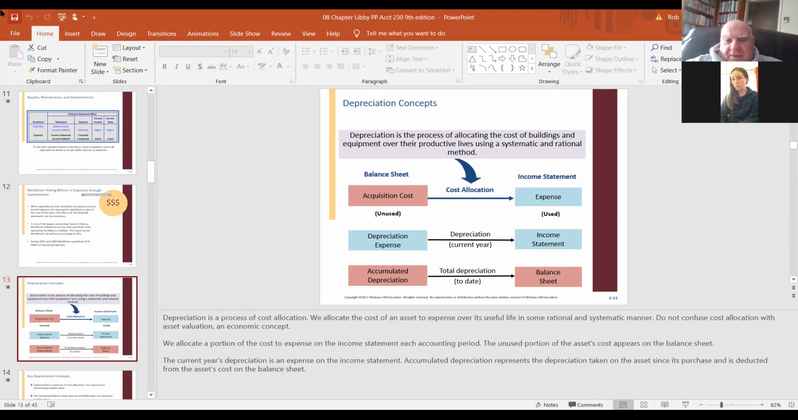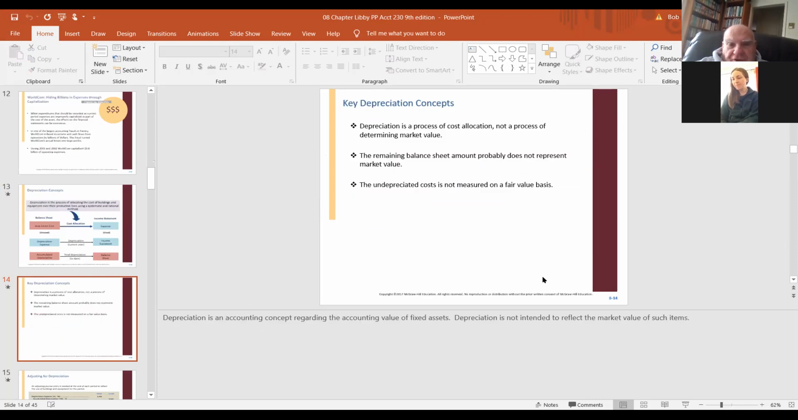Depreciation is an estimate. It's an allocation. And the depreciation expense is what goes on the income statement. The accumulated depreciation goes on the balance sheet. It's a contra asset account. Depreciation, cost allocation, the remaining balance sheet amount does not represent market value. It's almost impossible to match market value if you've got a building and land.